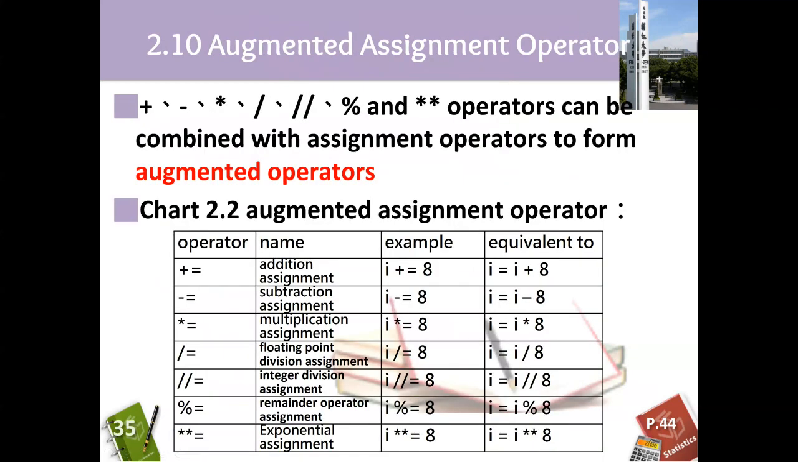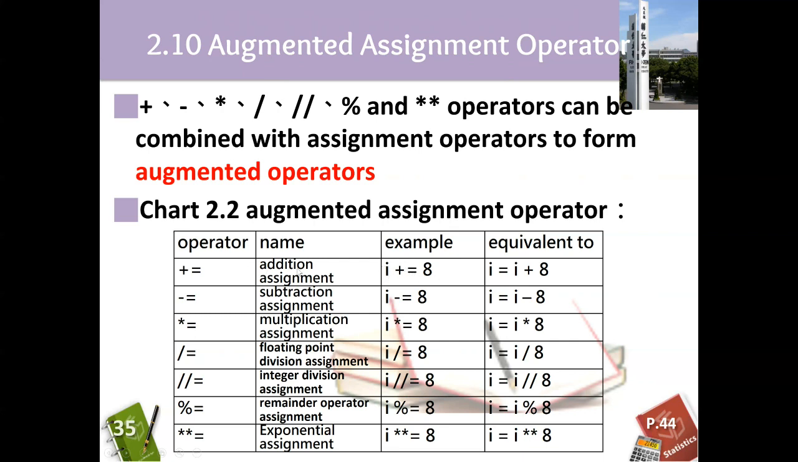But what is more difficult is this part. We call it the augmented assignment operator. What is that? It means sometimes we want to write I equals I plus 8, just like what I mentioned: new I equals the old or previous I plus 8. So we will use this shorthand, why? Because we can delete an I. So I plus equal 8 means new I equals old I plus 8.